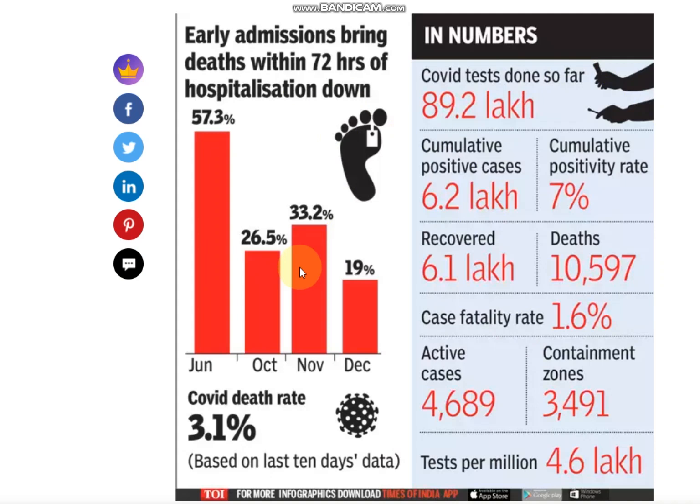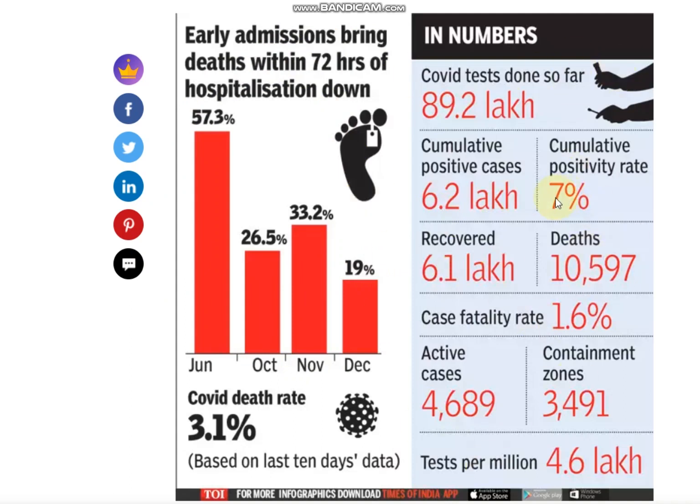Here they have given a graph which presents early admissions bring death within 72 hours of hospitalization. This graph gives you the monthly percentages. The COVID death rate is 3.1%, based upon the last 10 days of data. So this is your tabular facts, and this is your graphical presentation. You may see that this presentation is more readable and understandable than these facts.